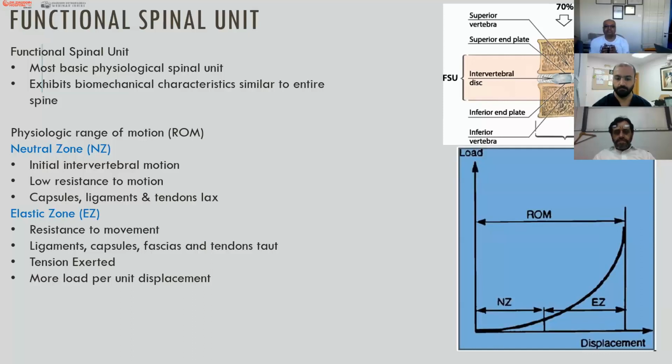Elastic zone is the zone where the ligaments, fascias, and tendons stretch, and hence more load is required in the elastic zone for causing the same movement. So in the neutral zone, you require less load; in the elastic zone, you require more. And if the spine moves towards the end of the elastic zone, you'll find that there may be a little more pain and stretch feeling in the patient.